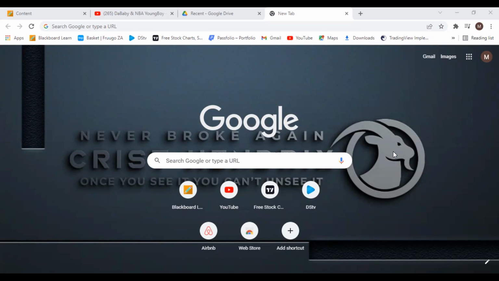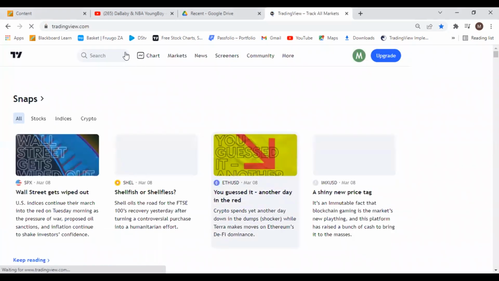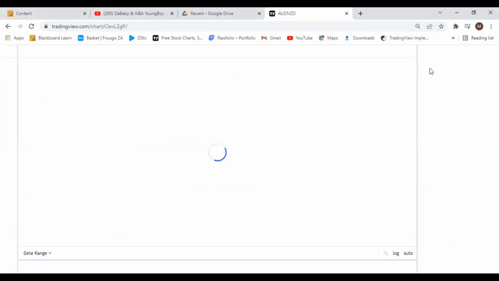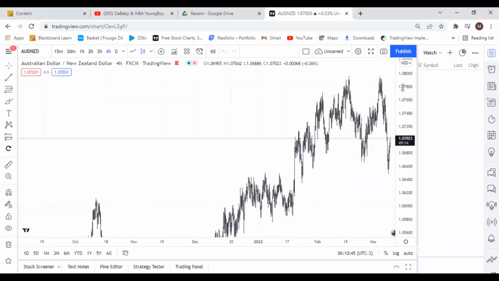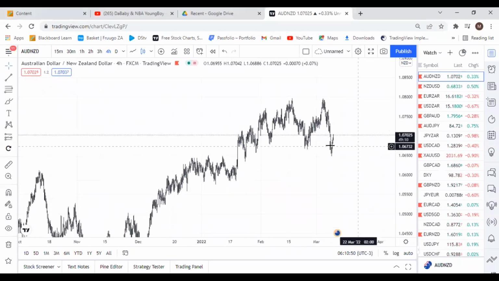Today's segment will be about protecting your accounts from big losses in case your analysis goes the wrong way. I'm just quickly going to jump into the TradingView platform. I have specific charts that I'm going to look at. Basically, it's what I am trading this week.